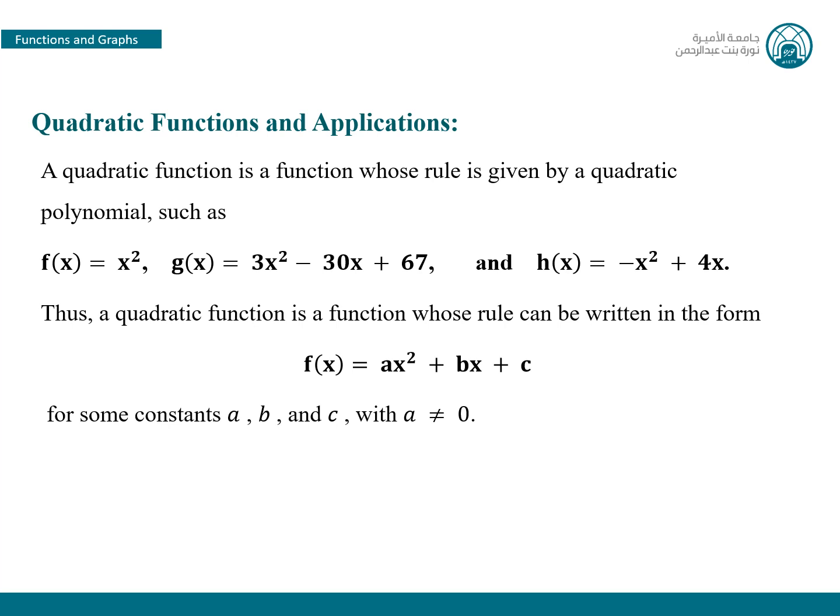f(x) equals x squared, g(x) equals 3x squared minus 30x plus 67, and h(x) is equal to minus x squared plus 4x. What's the relation between all these equations? The degree of x here, the greatest degree, will be 2. A quadratic function is a function whose rule can be written in this form: ax squared plus bx plus c. But we need a, b, c to be constants, with a not equal to 0.